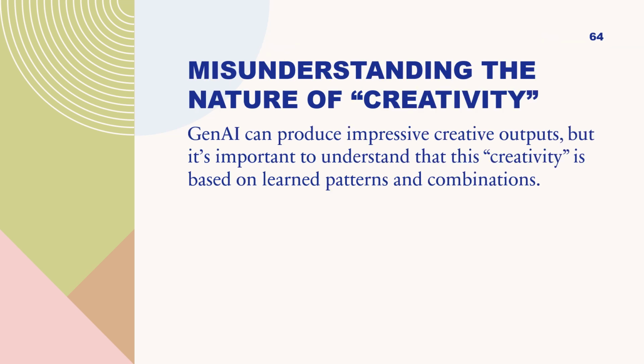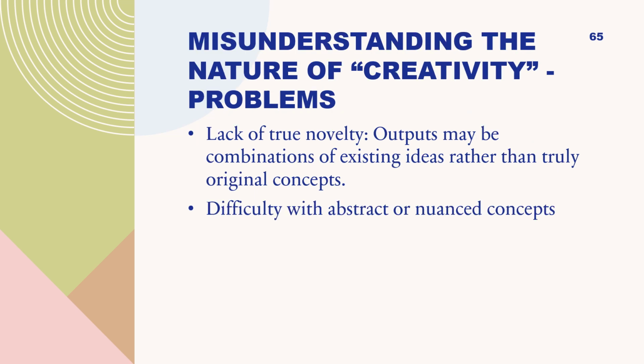Second class is misunderstanding the nature of creativity. So generative AI can produce impressive creative outputs, but it is important to understand that this creativity is based on learned patterns and combinations. It doesn't possess unique or genuine understanding or intentionality. This can result in different kinds of problems like lack of true novelty. Outputs may be a combination of existing ideas rather than truly original concepts. Difficulty with abstract or nuanced concepts. So generative AI struggles with tasks that require deep understanding of context or subjective interpretation. How can we mitigate it?